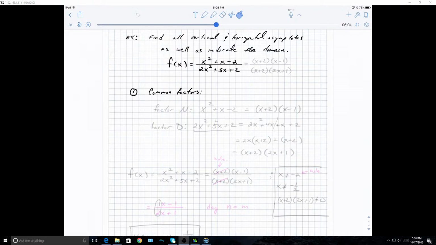And in order to do that, we're obviously going to have to factor. So let's factor the numerator. That's x squared plus x minus 2, which looks like the factors of 2 that combine to 1 are going to be x plus 2 times the quantity x minus 1. And factor the denominator.